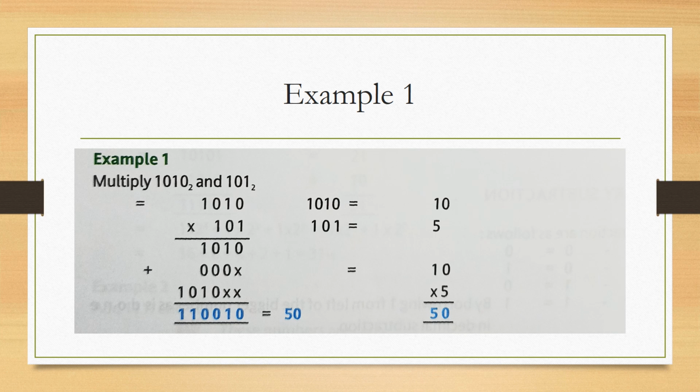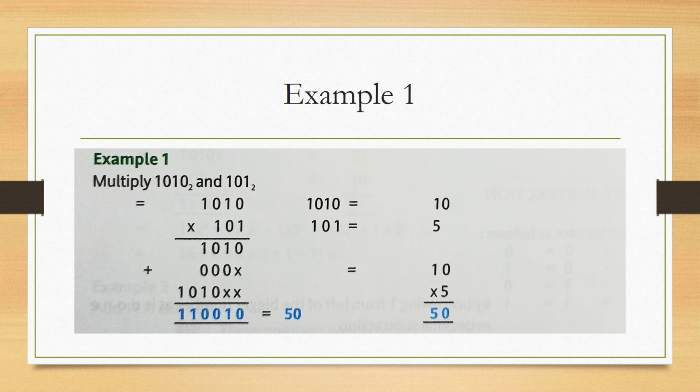Now the second number is 0. 0 into 0 is 0. 0 into 1 is 0. 0 into 0 is 0. 1 into 0 is also 0 but not mentioned here. In the third row, we start with a double cross from the right-hand side as we do in maths. So we take 1 into 0, that is 0. 1 into 1 is 1.